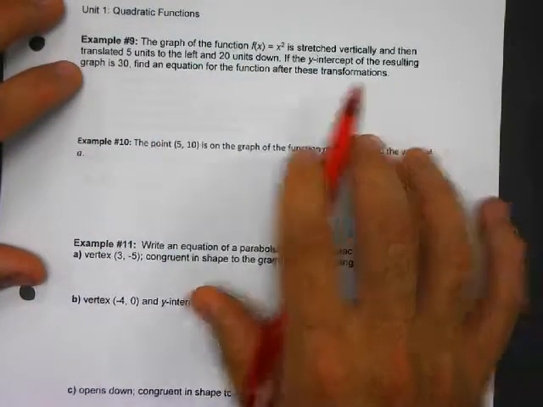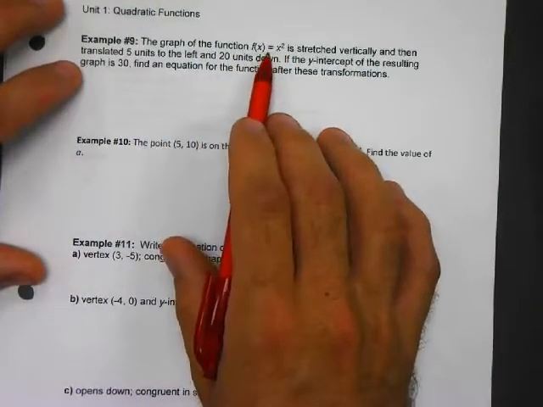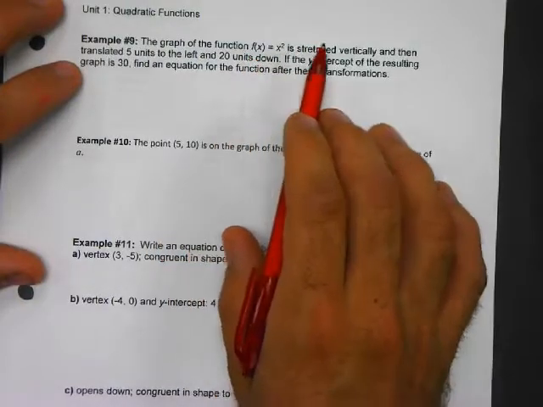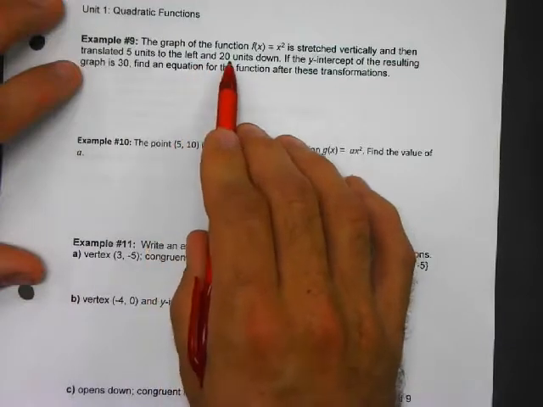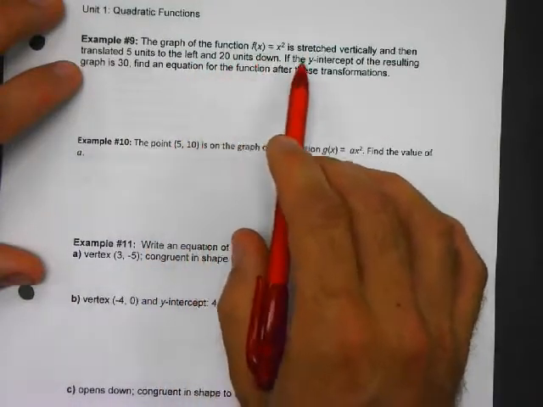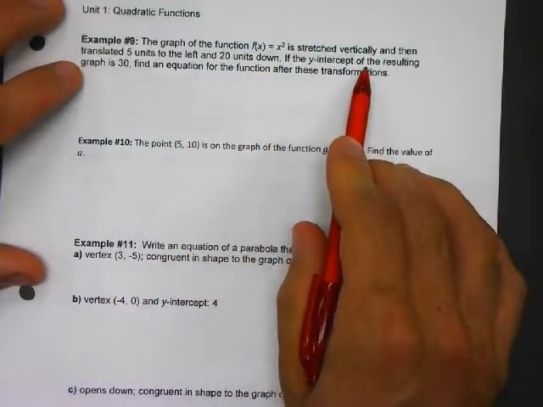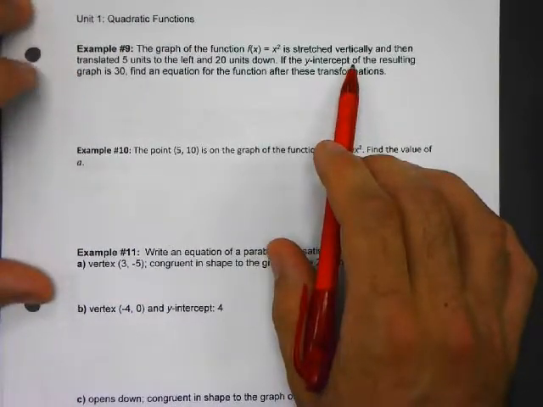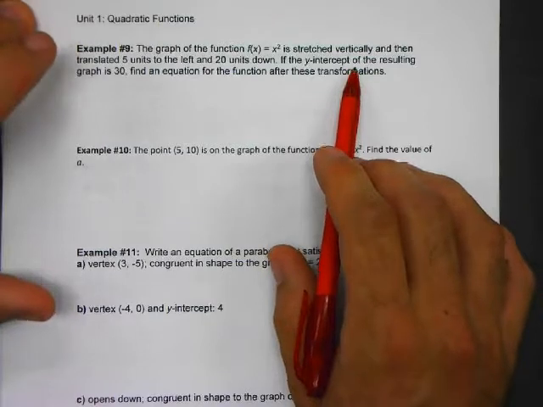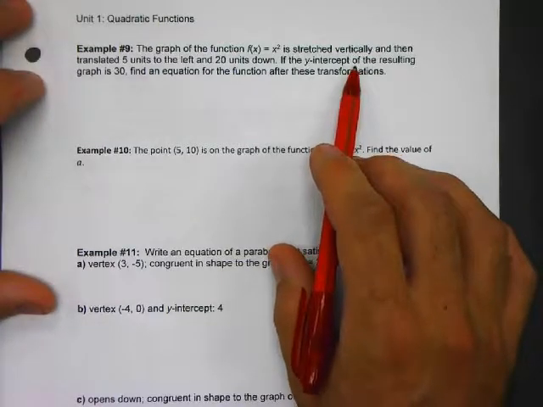Here is another one where we have to do some stretches and transformations. So they give us this base function, so we're going to ignore that. It's stretched vertically and then translated 5 units to the left and 20 units down. And then it gives us the y-intercept. Okay, so this is very similar to the other example we did where we had to find the a value, because they don't tell us how much they're stretching it.